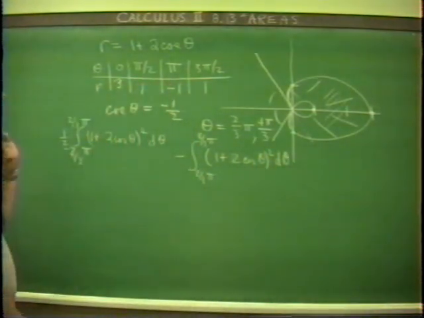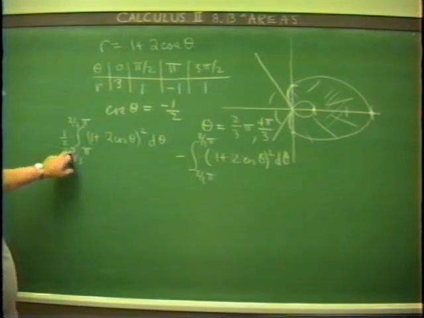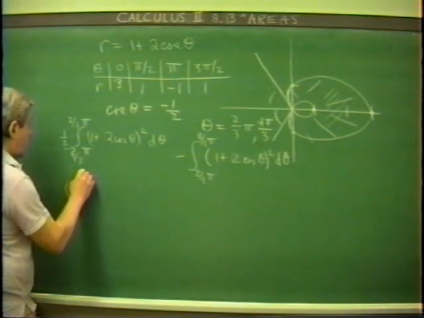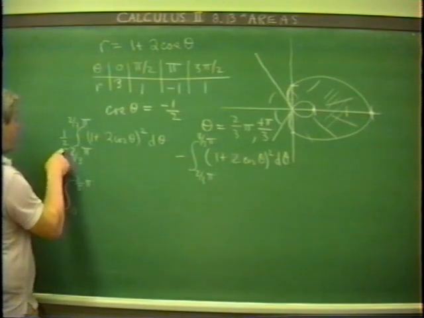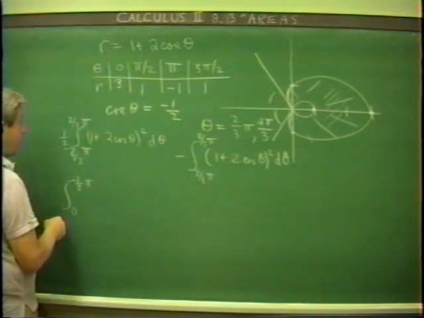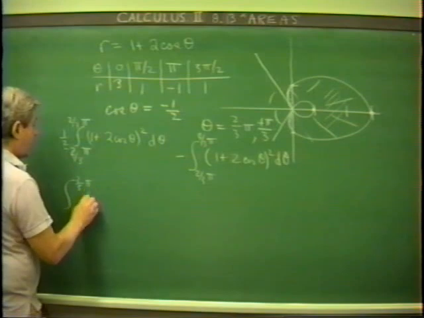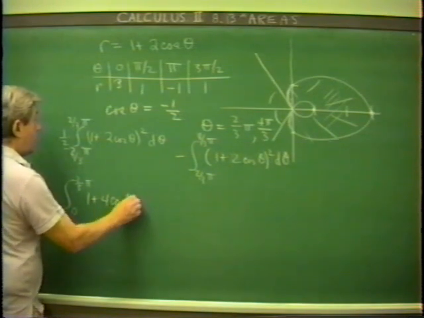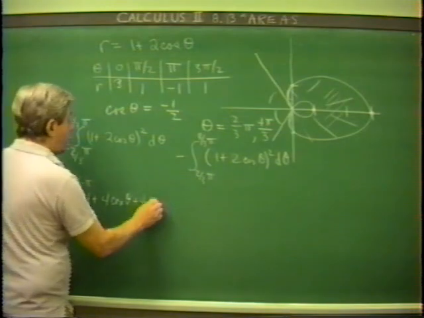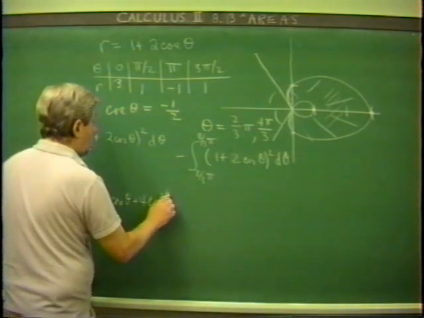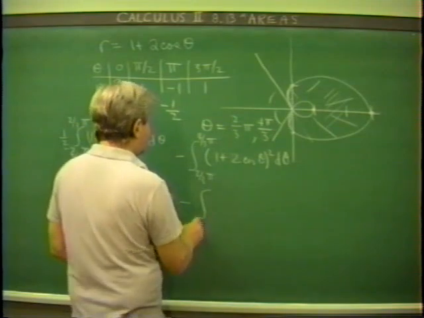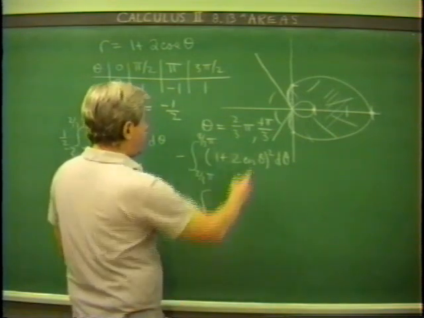1 plus 2 cosine theta, quantity squared d theta. Right? Now because of the symmetry, we really could double this and go from 0 to 2/3 pi. So let's do that. 0 to 2/3 pi. And we don't have to worry about the half here because we're going to double that. And now when we multiply this out, we're going to get 1 plus 4 cosine theta plus 4 cosine squared theta.